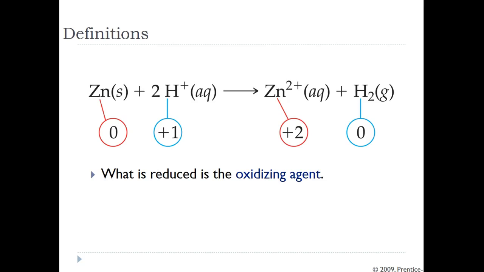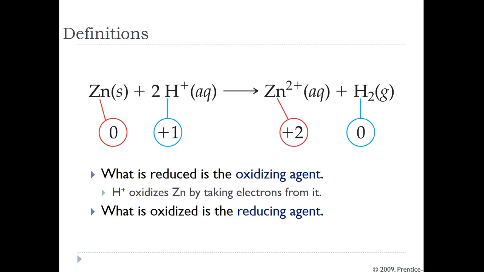Hydrogen starts as a +1 charge and ends as a 0 charge, so its charge is becoming more negative, so it is undergoing reduction. Again, just a reminder, the thing that is reduced, in this case hydrogen, is the oxidizing agent. So the oxidizing agent would actually be H+. It's going to be the reactant of the element that is undergoing that change. So the thing that is oxidized, which is the zinc solid, is also called the reducing agent.